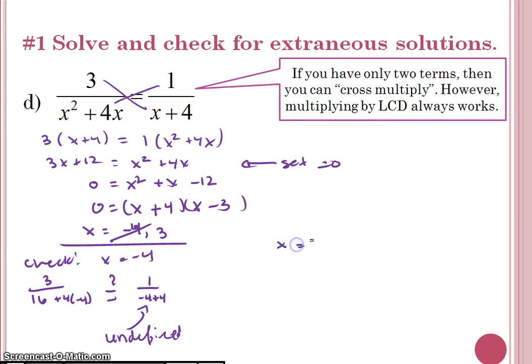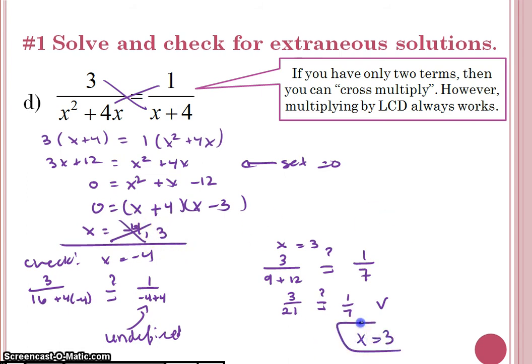So let's check x equals positive 3. So 3 over 3 squared is 9, plus 4 times 3 is 12. Does this equal 1 over 3 plus 4, or 7? 9 plus 12 is 21, so 3 over 21, is that the same thing as 1 over 7? Yes, it is. So my solution, x equals negative 4, is not a solution. Only x equals 3. So x equals 3 is my only solution. The solution of x equals negative 4 gave us something undefined, so that was an extraneous solution.